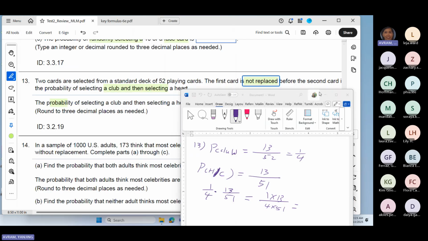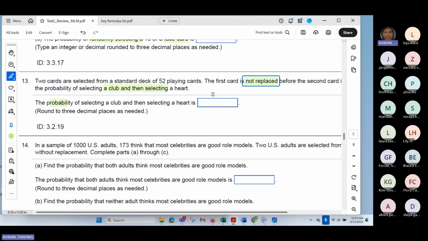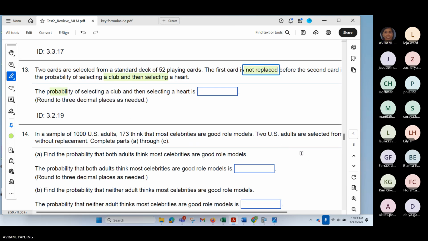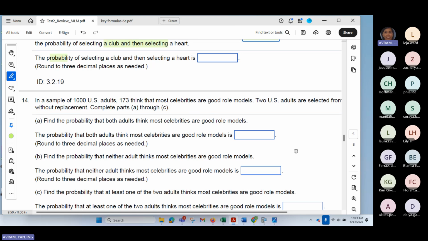All right, so that is how you do this type. You have to find each probability first and then multiply them together. Okay. Any questions?